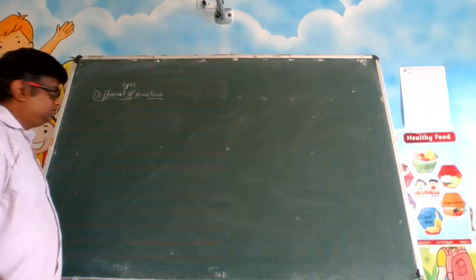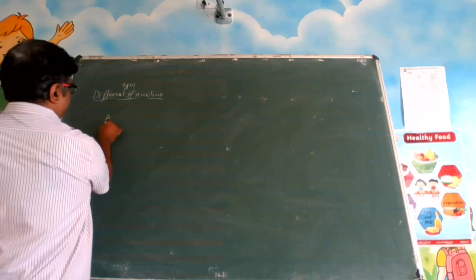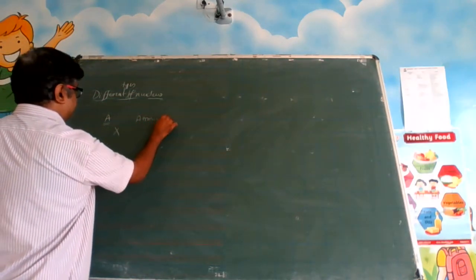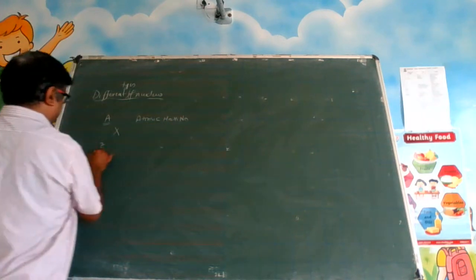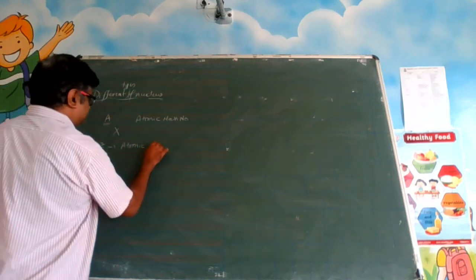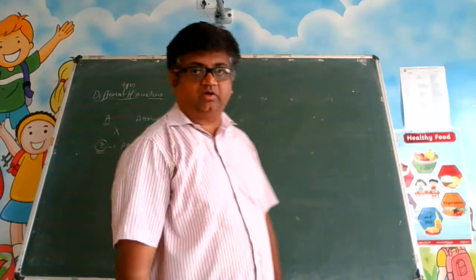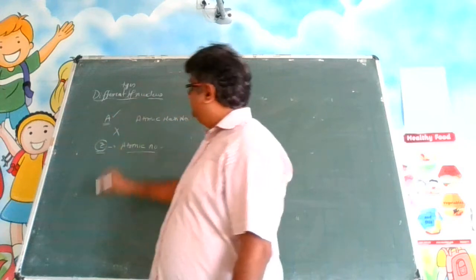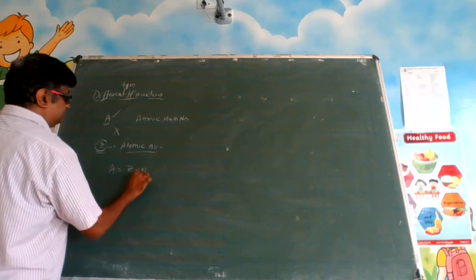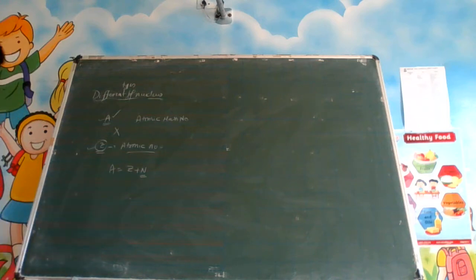Generally, how you write, we have taken an element, let us say, the format is like this, isn't it? This A means atomic mass number and this is atomic number. It gives you the idea about the number of protons or electrons. What is this A? A is Z plus N. N is the number of neutrons. So if you know A and if you know Z, you can find out the number of neutrons.